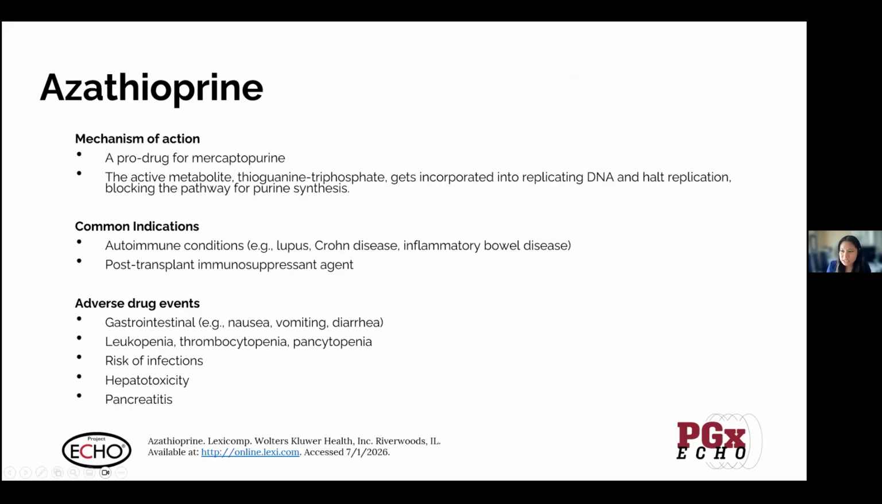Starting off with the medication, azathioprine. The mechanism of action: it's a prodrug for mercaptopurine. The active metabolite thioguanine triphosphate gets incorporated into replicating DNA, halting replication and blocking the pathway for purine synthesis. The most common indications we'll see for azathioprine nowadays are autoimmune conditions like Crohn, lupus, or inflammatory bowel disease, as well as sometimes use as a post-transplant immunosuppressant agent.